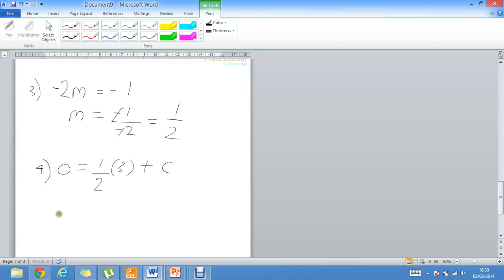I can just multiply this out to work out c. So half times 3 is 3 over 2, which I know is 1.5 as a decimal. If you take this to the other side, it's going to become a negative. Remember, 3 over 2 is 1.5. That's minus 1.5 equals c.